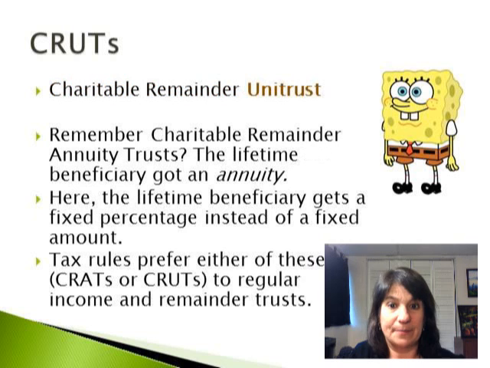On the other hand, now we have a unitrust instead of an annuity. So here, the lifetime beneficiary gets a fixed percentage instead of a fixed amount. There are tax rules that prefer these for income tax purposes and also for estate and gift tax purposes. This is how you have to set things up to get the charitable deduction when you leave a charitable remainder.